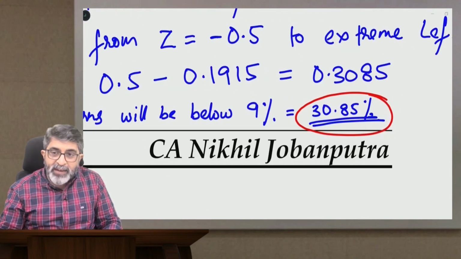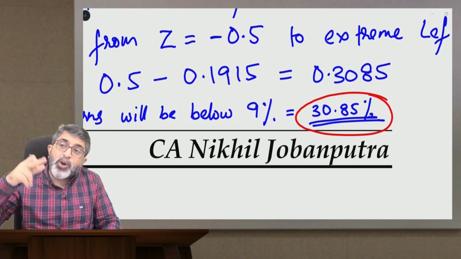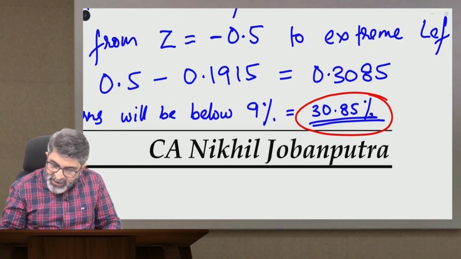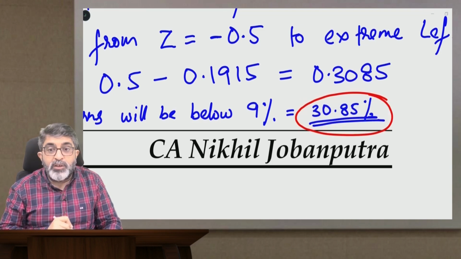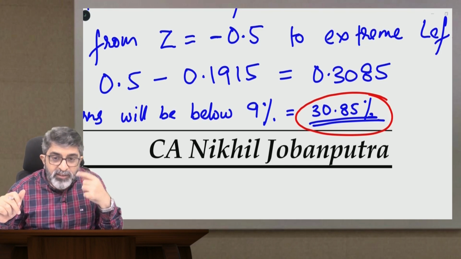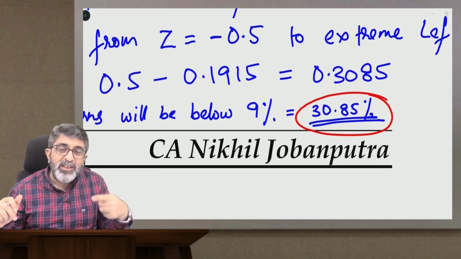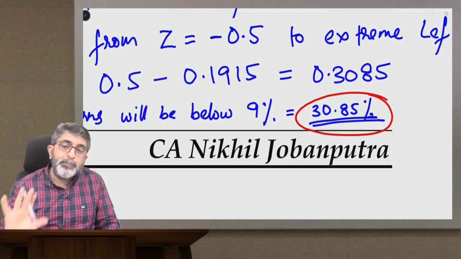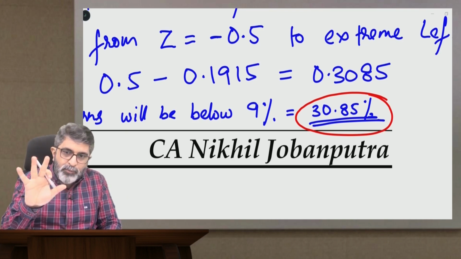Those who answered 80.85% for area above that 9%, they have simply added 50% to this. You cannot do that, guys. You cannot add 50% to this. This is a common silly mistake that students end up making. Always keep patience and look into which area we want to plot.